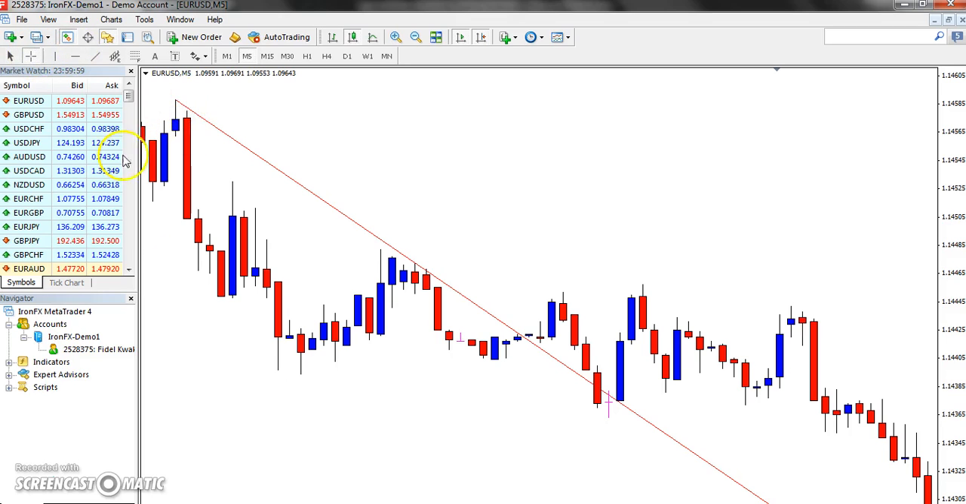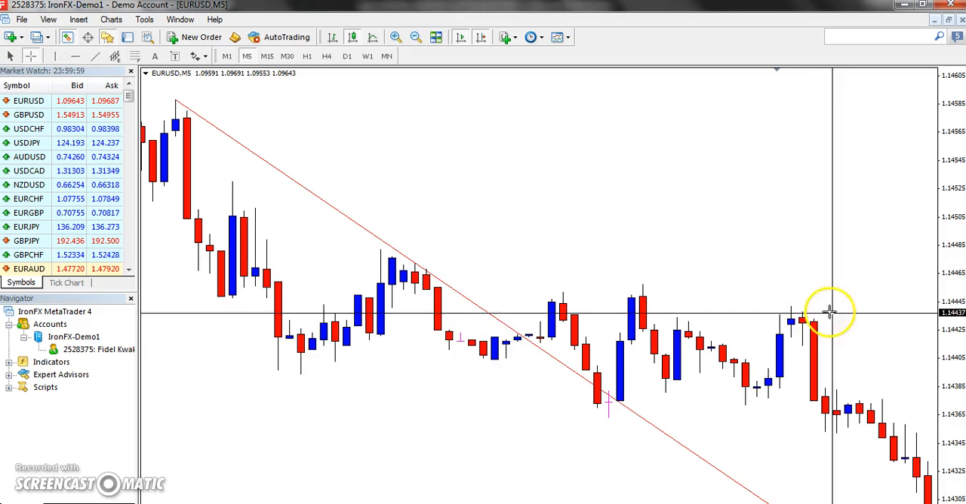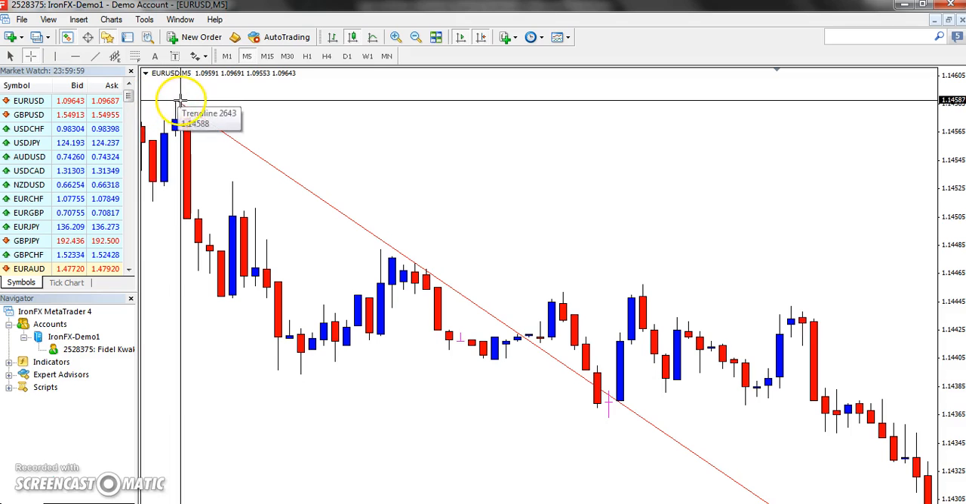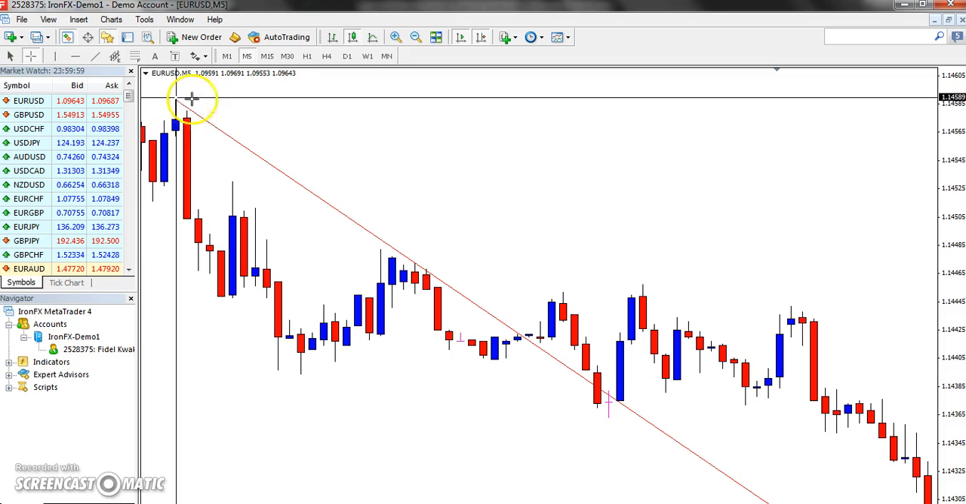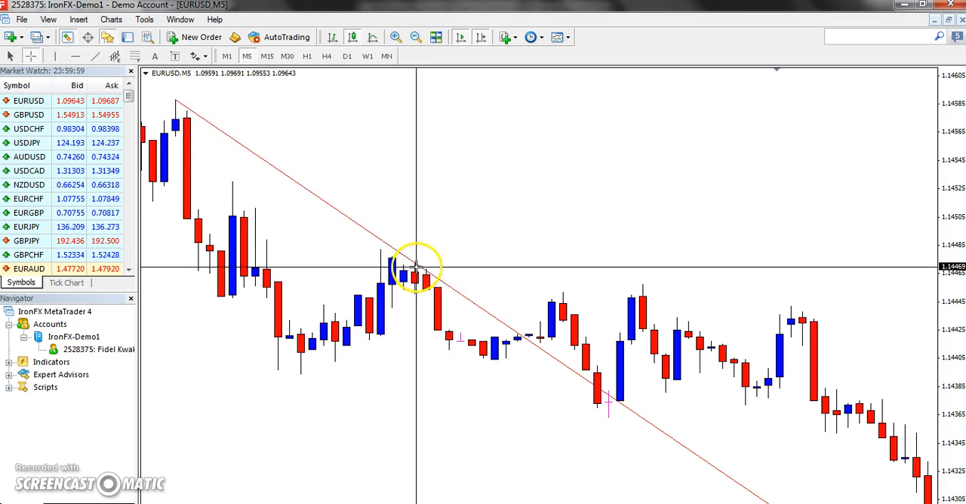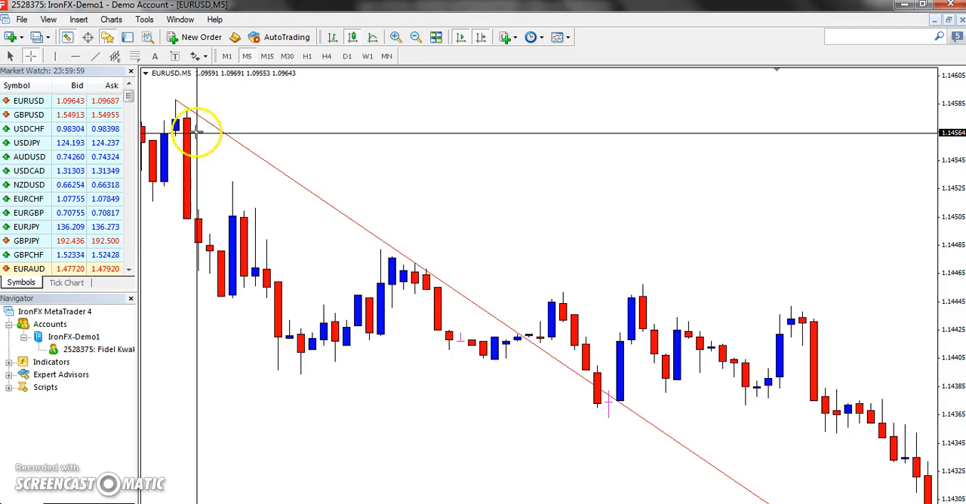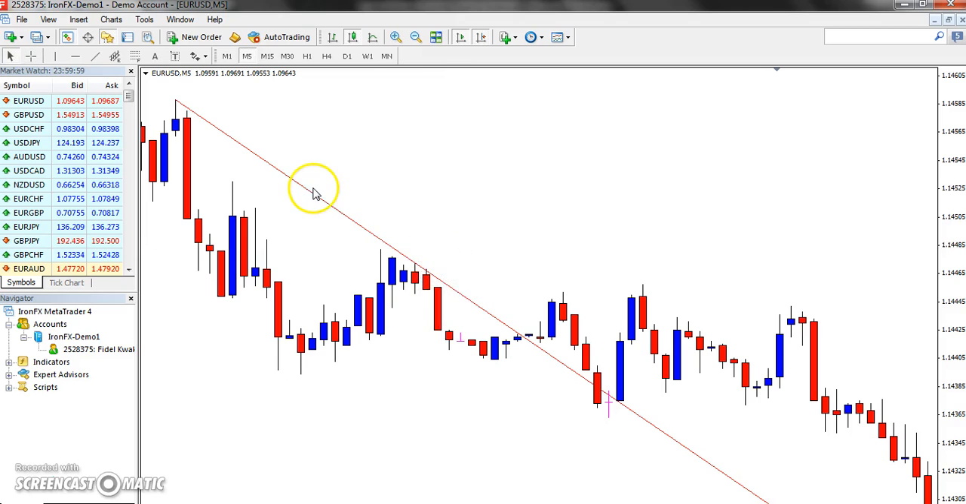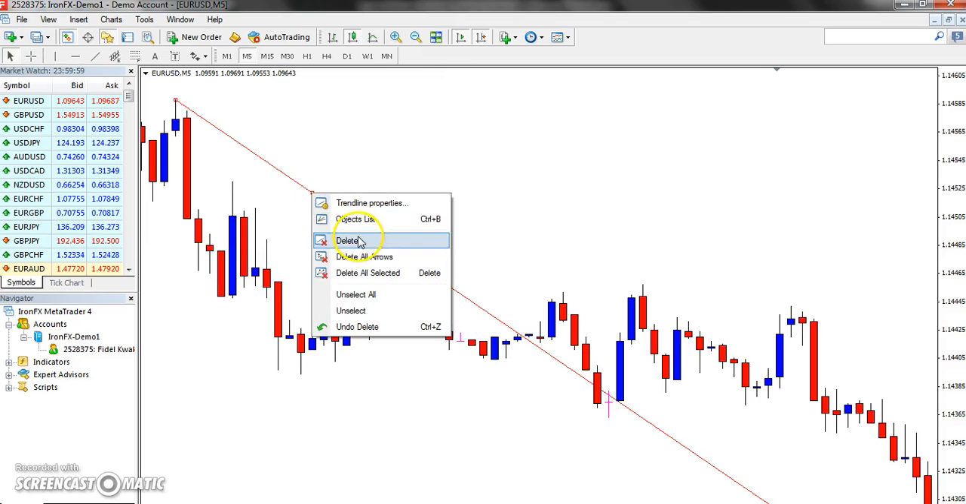Now, between this price range, this candlestick, and this period, the highest point is this. So what you do is you choose the highest point, which is this, and then you look for the next highest point. From this point to this point, this was the next highest point. So let me show you how I do it.